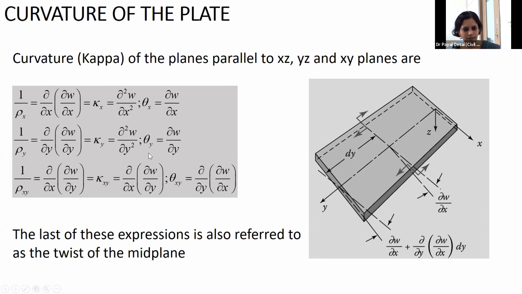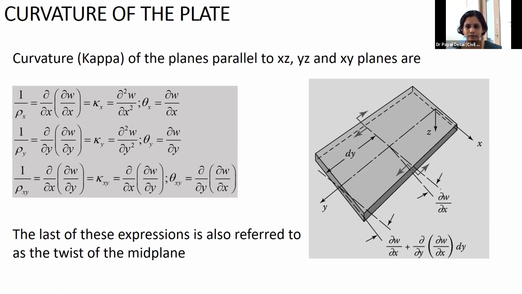Radius of curvature is the opposite of the curvature. Okay, 1 by rho x, 1 by rho y, and then we have rho xy. The radius of curvature, basically the curvature varying with respect to x and y. But in case of a beam, how do you actually define the curvature, that we will see in the next slide.